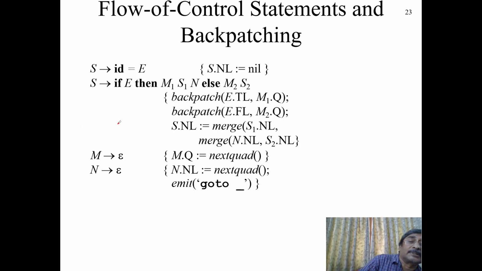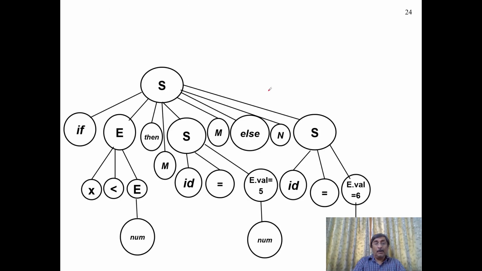So let's see the first statement, which is if E then M1 S1 N else M2 S2. In the entire remaining part, this N and M are interchanged. That does not change much of a meaning in this particular case, but in certain cases it will. We'll assume that they will not have any difference in meaning as far as this particular example is concerned. But it will be better if you change the N and M here and do the remaining stuff once again.